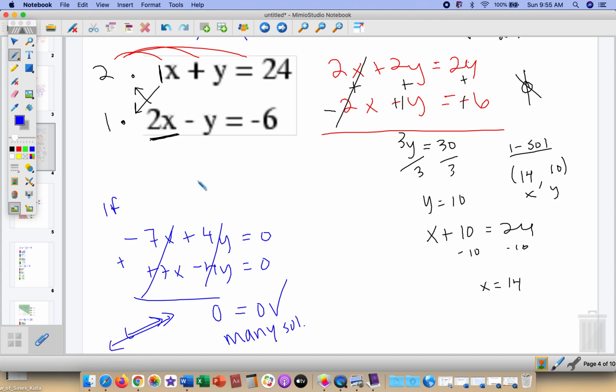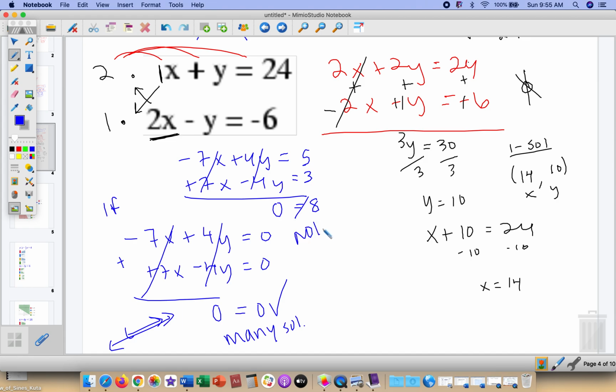Okay, if you have something like this, negative 7x plus 4y equals 5, and 7x minus 4y equals 3, if you add and everything eliminates on the left and you have 0 equals 8, it's a false statement, so that would be no solution, because if you graph, the lines would be parallel.